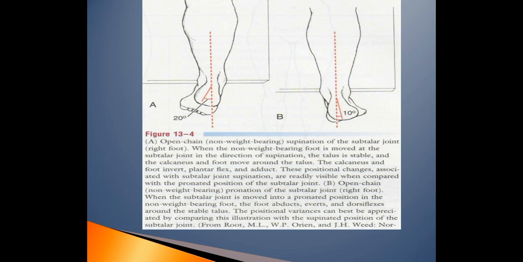In picture B, we can see the open chain non-weight bearing pronation of the subtalar joint. When the subtalar joint is moved into a pronated position in the non-weight bearing foot, the foot abducts, everts and dorsiflexes around the stable talus. The positional variances can be best appreciated by comparing this illustration with the supinated position of the subtalar joint.